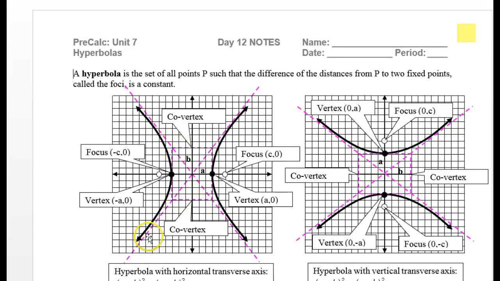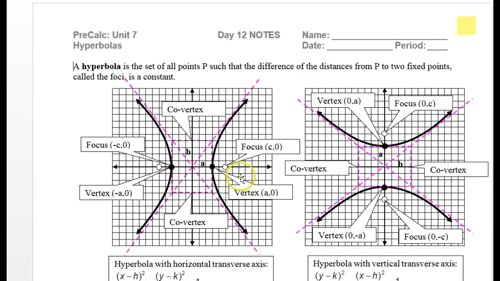A hyperbola has two branches to it. Each branch has a vertex here and here. Inside each branch, there is a focus here and here. There are asymptotes that go diagonally, and the branches approach those asymptotes.